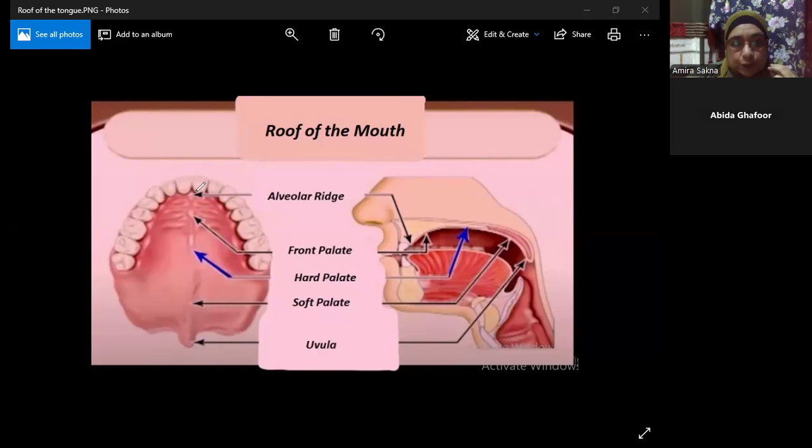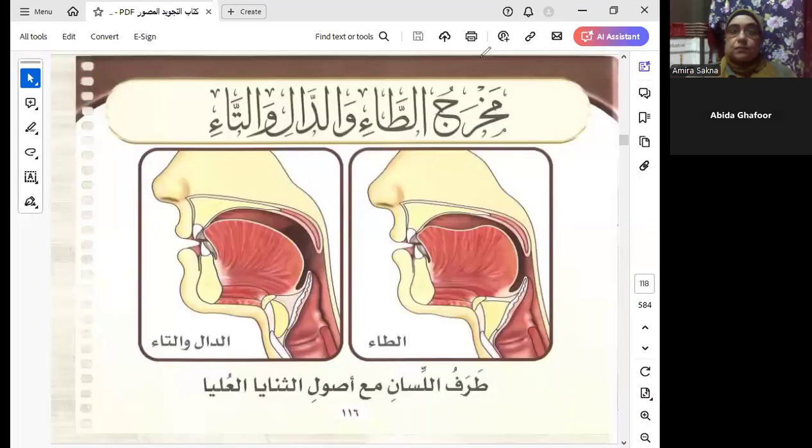We are going to pronounce the ta, dal, and ta with the tip of the tongue and the alveolar ridge behind the upper central incisor, or the alveolar ridge where we have the root of the upper central incisor. Okay? So those are the two parts which we are going to use today. Let's go to the chart of the articulation point itself. Very well.